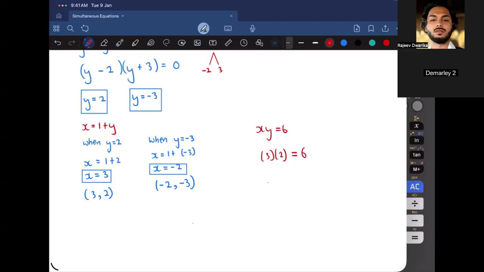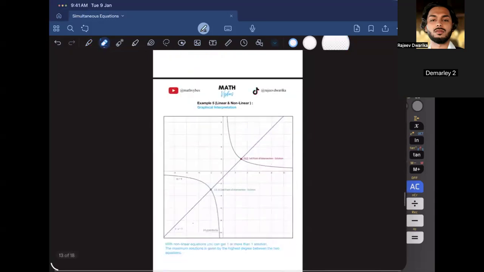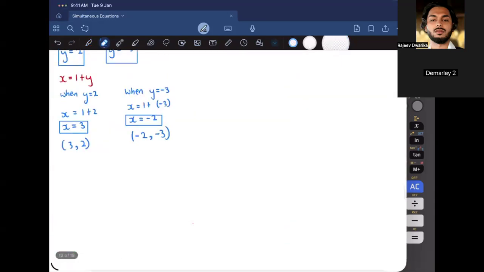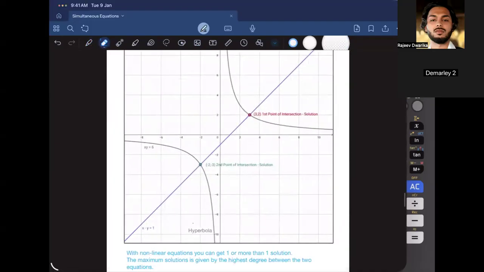What about the other one? That's -2 by -3. What is -2 by -3? 6. So that's correct. And if you plot the graph, you will see what? (3, 2), (-2, -3). So we get true. It's always the graphs that just blow my mind how they actually connect.